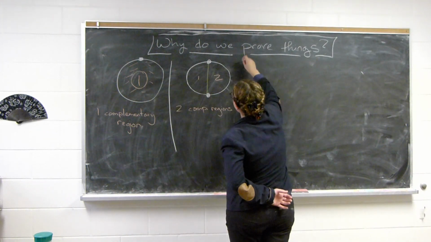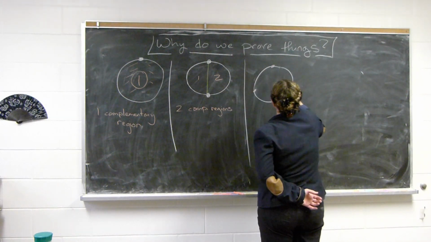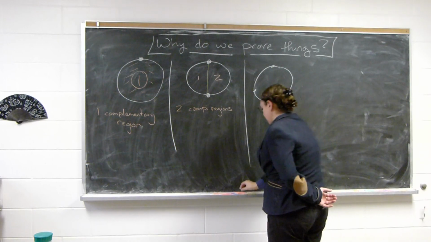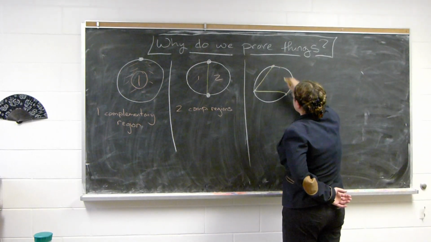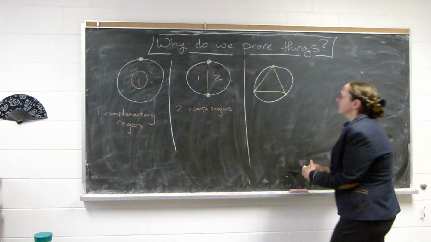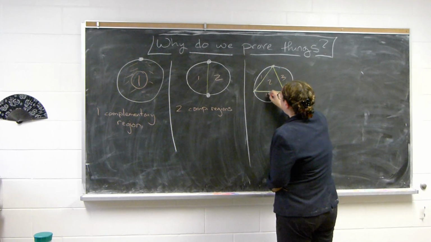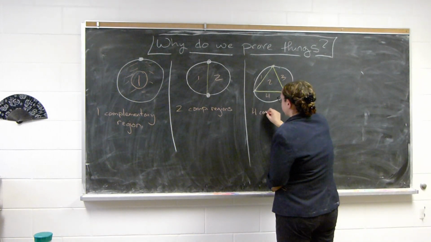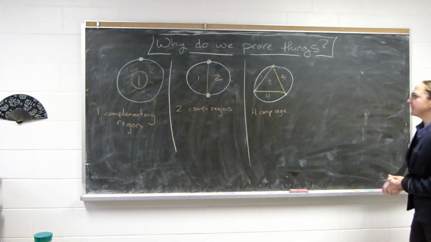And then I'm going to keep on going. Now if I connect all these up, I get a triangle, right? And I'm going to go 1, 2, 3, 4, so 4 complementary regions. Okay, I'm going to keep going.